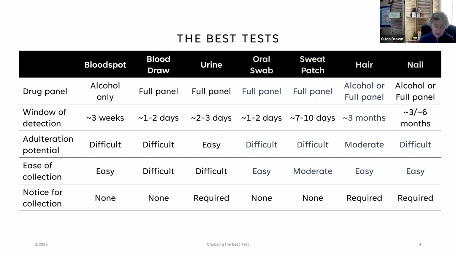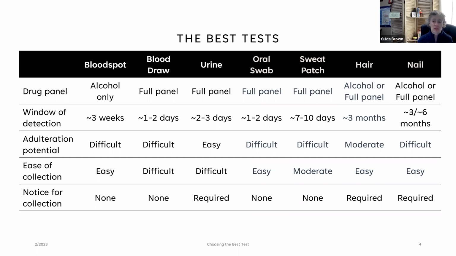Sweat patch, we can do again a full panel of drugs, alcohol and other drugs of abuse. We're looking back about 7 to 10 days, and that's only when a person is wearing the patch and about 1 day before that. So 7 to 10 days while that patch is on. The longest the patch can stand is about 14 days.